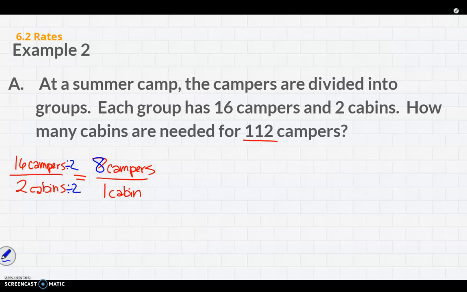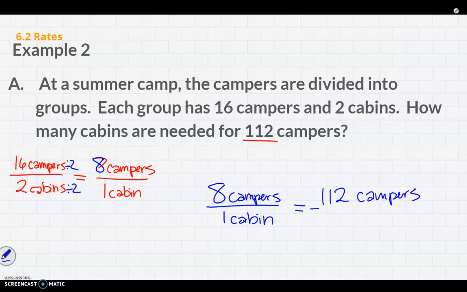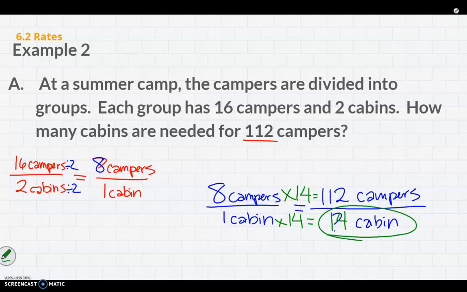Okay, so I'm going to rewrite that. 8 campers for every 1 cabin. So what if I have 112 campers? Okay, how many cabins would I need? Well, to get from 8 to 112, you have to multiply by 14. Okay, and what you do to the top, you should do to the bottom. And 1 times 14 is 14. So if you're going to have 112 campers, you're going to need 14 cabins.